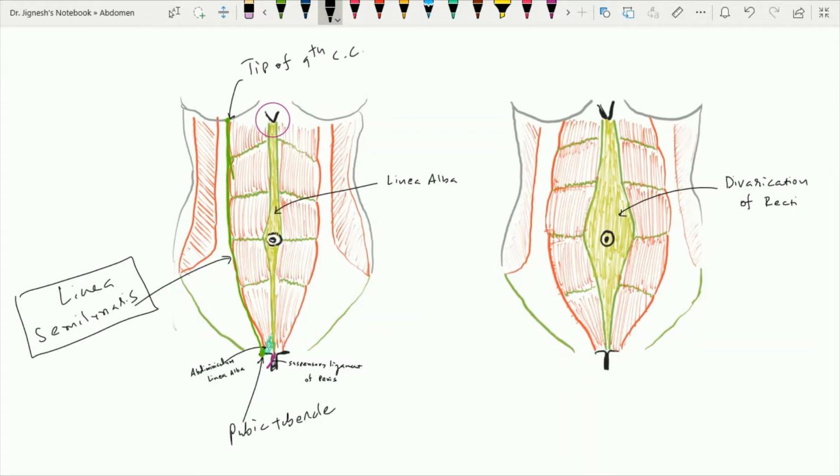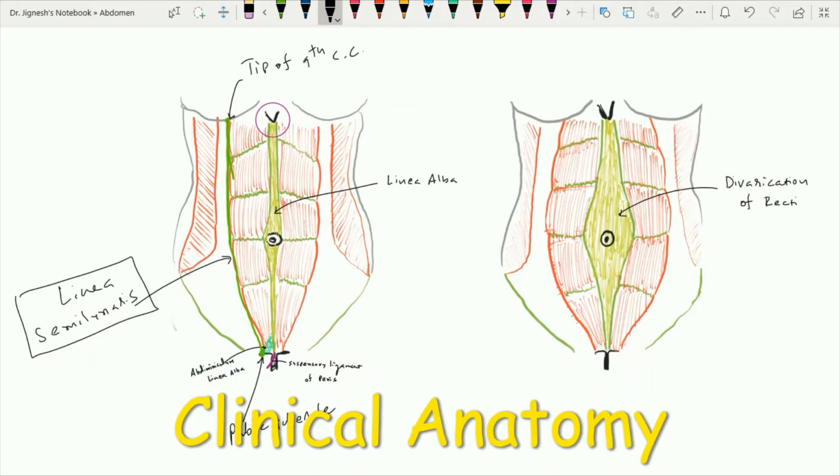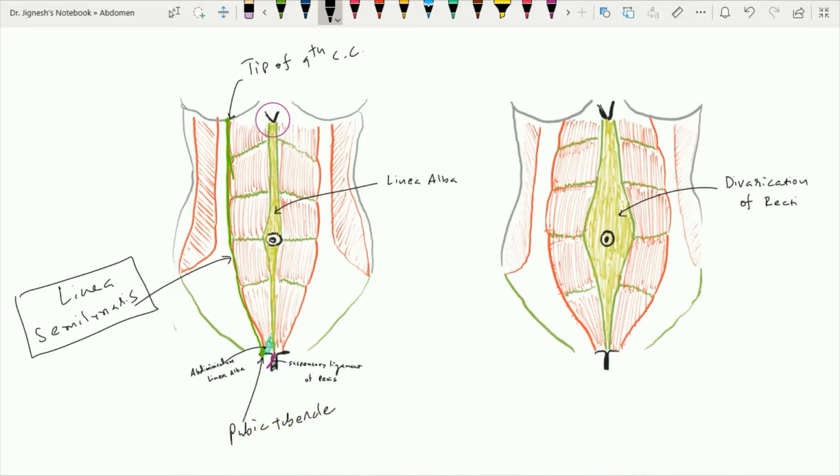This linea semilunaris is a very important landmark because the lower 6 thoracic spinal nerves are going to enter within the rectus sheath through the line of this linea semilunaris, and that's why a surgical incision of the anterior abdominal wall along the linea semilunaris would be unwise because it may produce segmental paralysis of the rectus abdominis muscle due to injury of the lower thoracic nerves. So this is all about the boundaries of the rectus sheath.